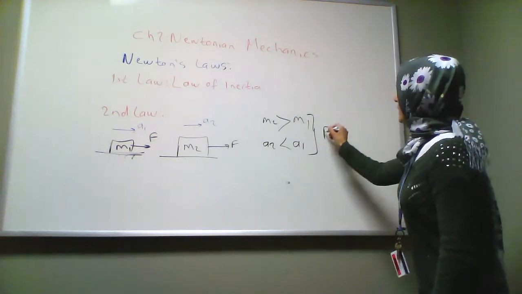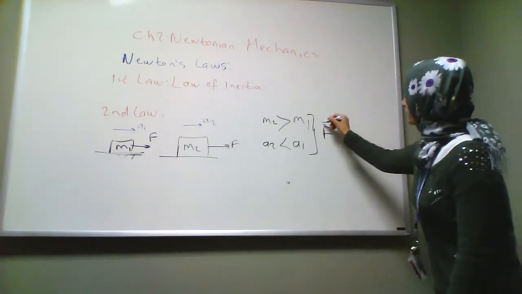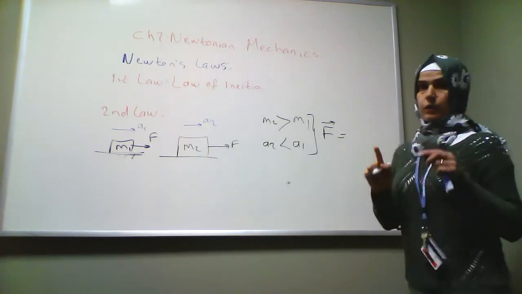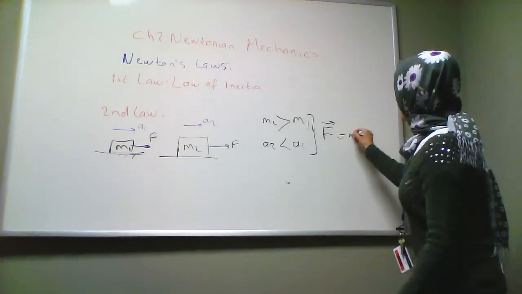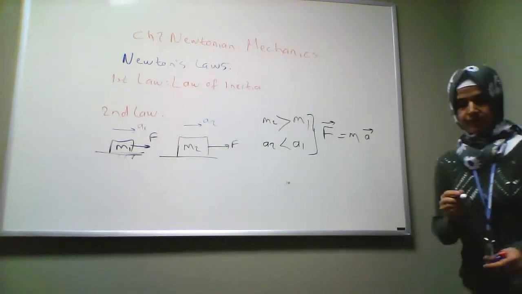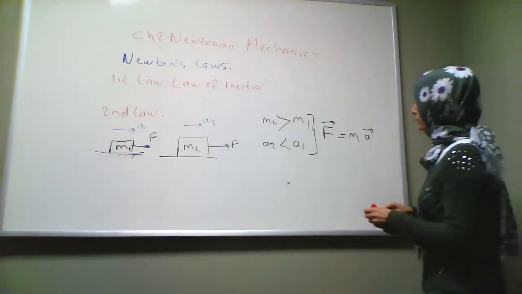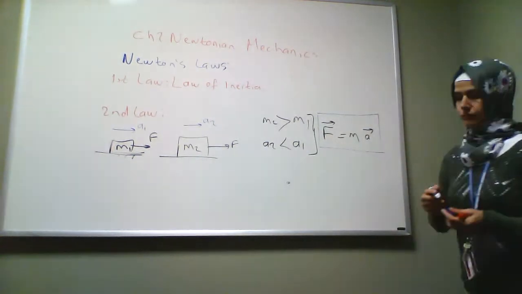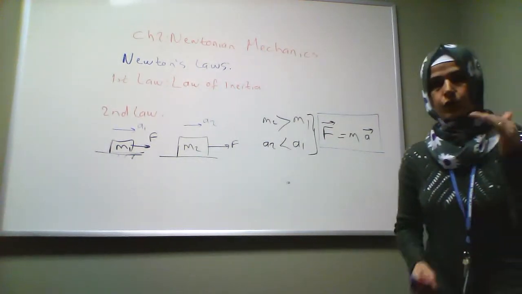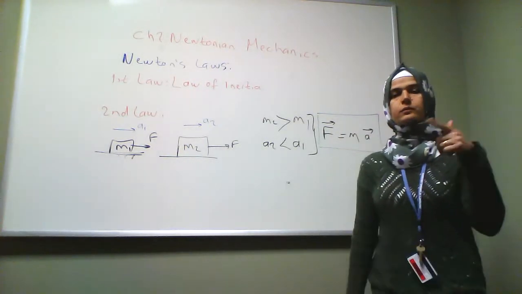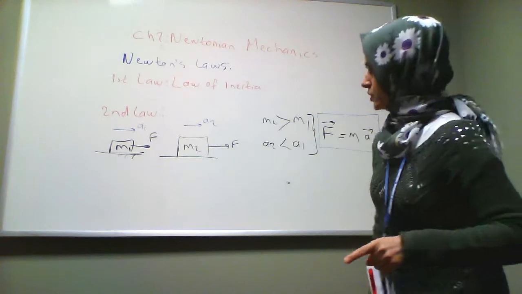The force acted on an object, F, vector, don't forget, we'll be dealing with them as vectors, is equal to mass of the object times the acceleration. This is simply the summary of Newton's second law. If we apply a force to an object, the force will give the object an acceleration which is inversely proportional to the mass of the object.